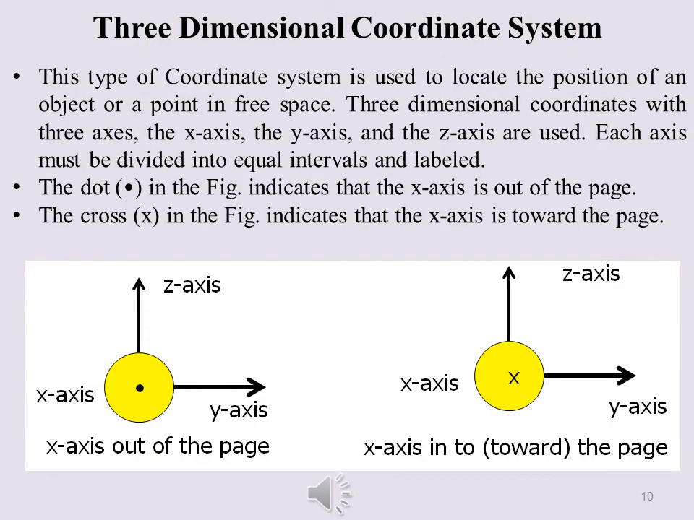Three-dimensional coordinate system. This type of coordinate system is used to locate the position of an object or a point in free space. Three-dimensional coordinates with three axes, the x-axis, the y-axis, and the z-axis are used. Each axis must be divided into equal intervals and labeled. The dot in the figure indicates that the x-axis is out of the page. The cross, x, in the figure indicates that the x-axis is toward the page.